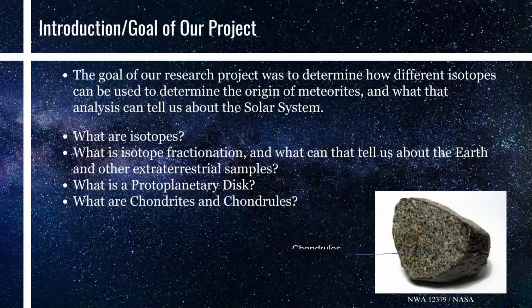Our goal was to determine how different isotopes can be used to determine the origin of meteorites, and what that analysis can tell us about the solar system. Isotopes are variations in elements that retain the same number of protons but have different quantities of neutrons, affecting these isotopes' weights and stability. They're measured using secondary ion mass spectrometry, where reflected ions from a sample are exposed to an electrical or magnetic field.